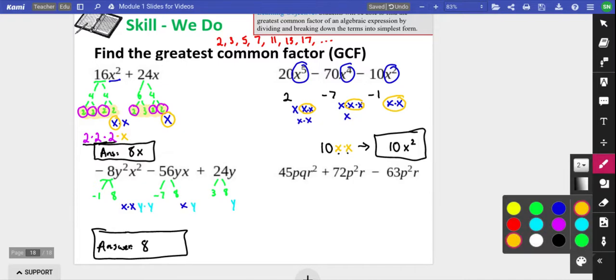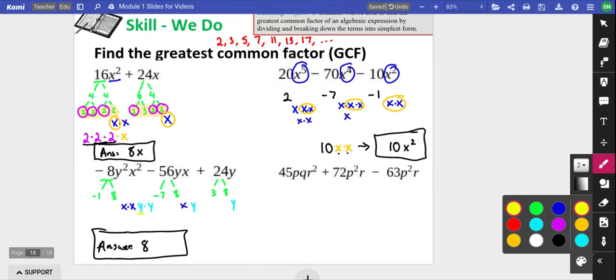This one has two x's. This one has one x. This one has no x. Therefore, all three terms do not have an x in common. We will not be putting an x in the answer. Let's take a look at what else they have in common.